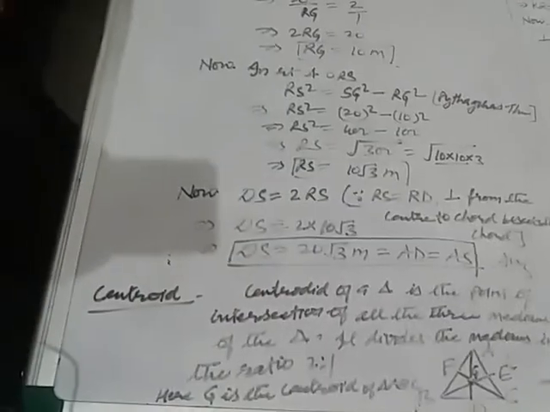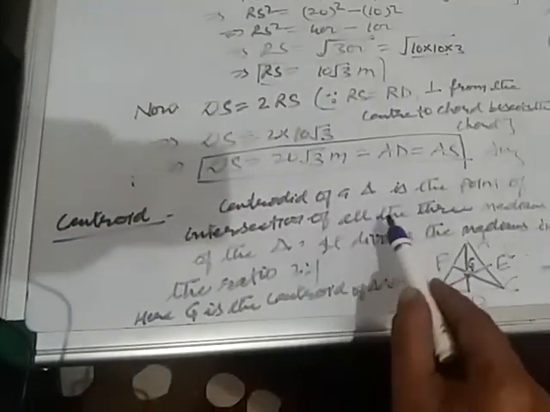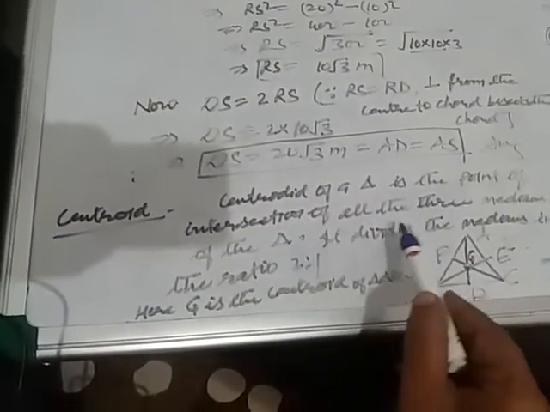Okay children? Centroid of a triangle is the point of intersection of all the three medians of the triangle. It divides the medians in the ratio 2:1. Here see the figure. Here G is the centroid of triangle ABC. Once again I tell you, centroid G of equilateral triangle ABD coincides with the center O. In an equilateral triangle, the centroid G and the center O of the circumcircle coincide with each other.